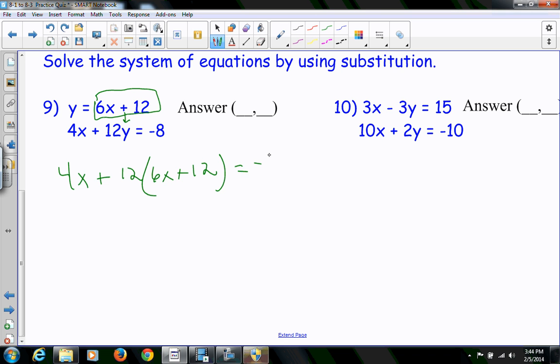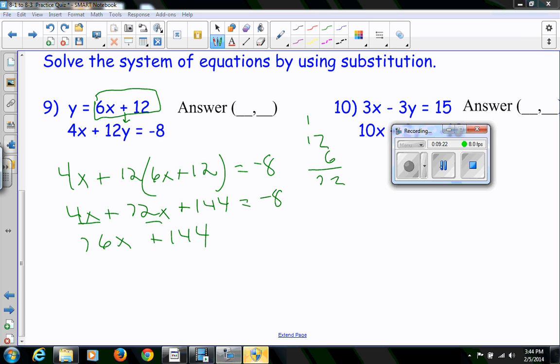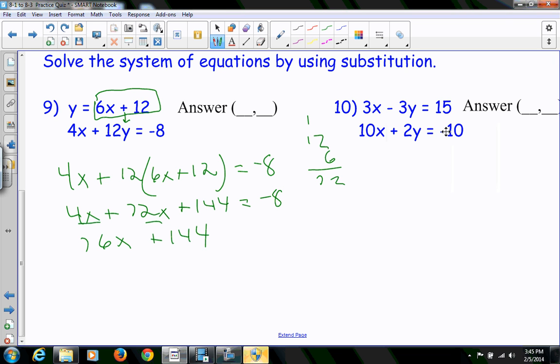Now I finish it off, equals negative 8. So 4x plus 12 times 6 is, I got to do that inside here, 12 times 6, 6 times 2 is 12, that's 72, 6 times 1 is 6, and that's 72. So I got 72x plus 144 equals negative 8. So really I got 76x, if I combine these like terms, plus 144. Whoops. And so equals negative 8 there.